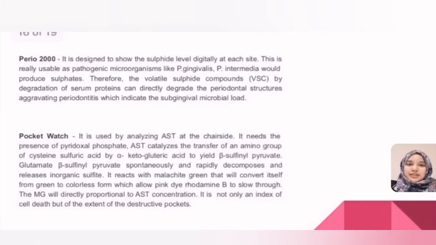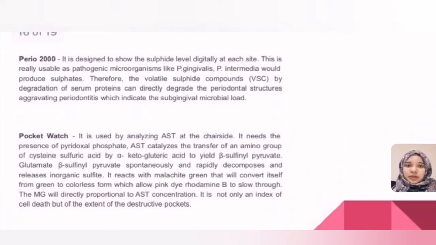The Perio 2000 system was designed to show the sulfate level digitally at each site. This is really usable as pathogenic microorganisms like Porphyromonas gingivalis and Prevotella intermedia produce sulfates. Therefore, the volatile sulfate compound, by degradation of serum proteins like cysteine and methionine, can directly degrade the periodontal structures, aggravating periodontitis, which will indicate the subgingival microbial load.